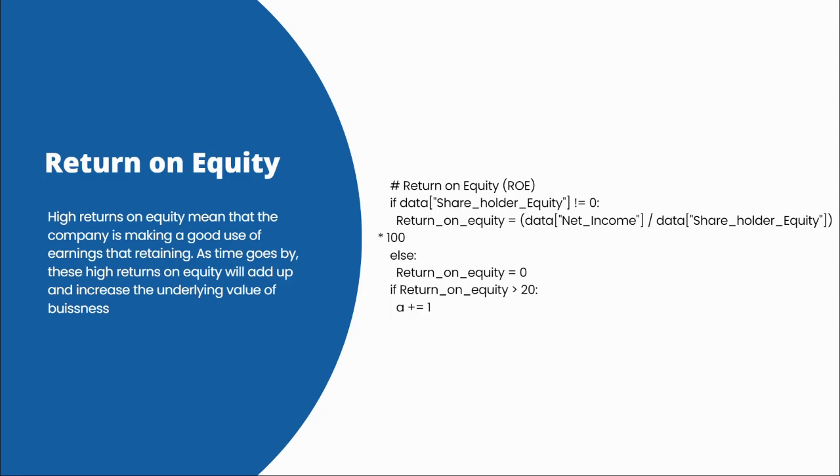Second, we have ROE, or return on equity. So this is our code: net income divided by shareholder equity, times 100 again. It should be more than 20 to pass this condition. A high return on equity indicates the company is making good use of the earnings it retains. As time goes by, this high return on equity will add up and increase the value of your business.